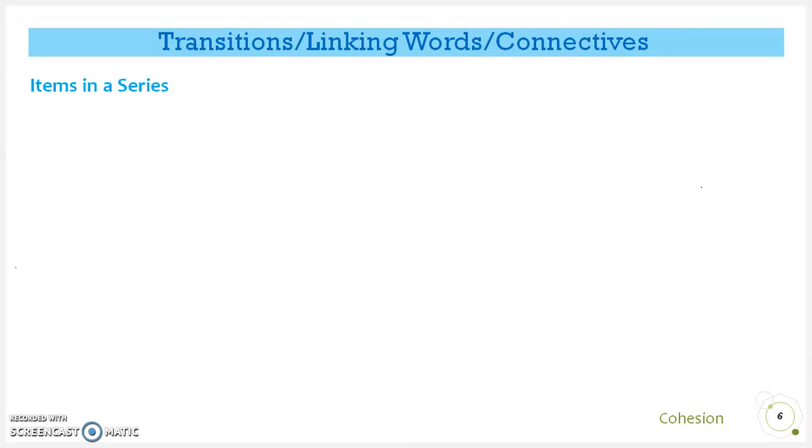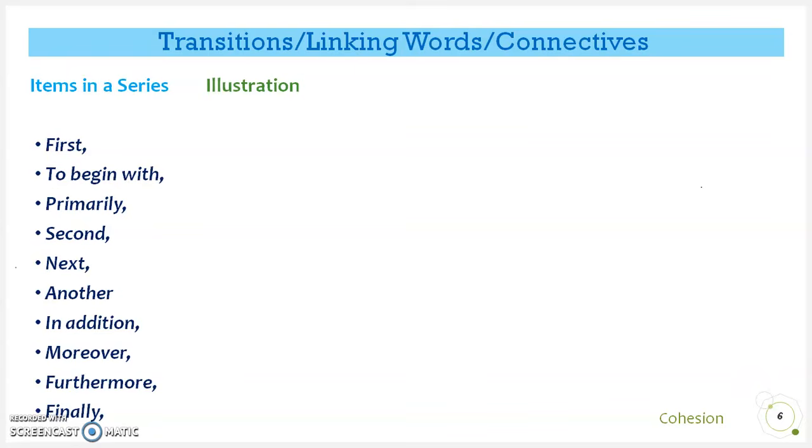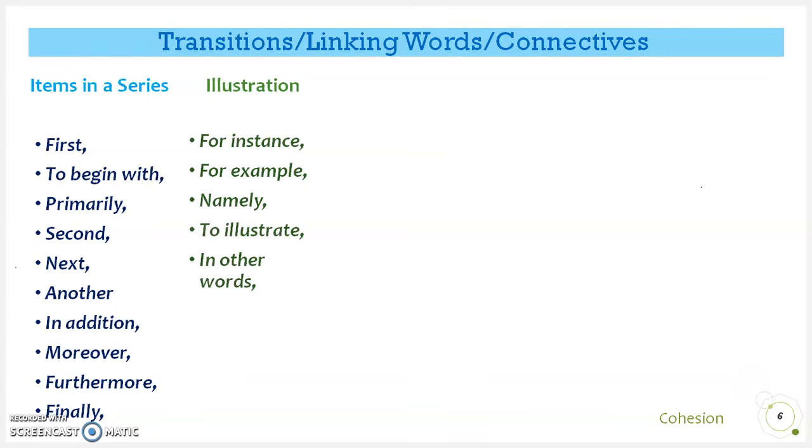First, we have items in a series. These transitions may come at the beginning of a paragraph or in the middle or at the end of the paragraph. They can also come at the beginning of certain body paragraphs in an essay. Another type is illustrative transitions. These transitions introduce examples. Examples serve to make the reader understand the topic better by giving extra information or real-life examples.